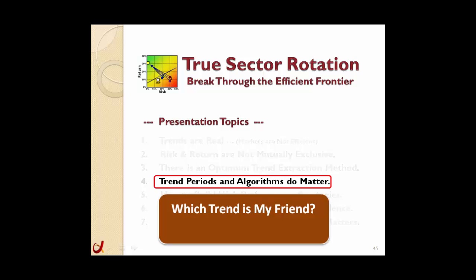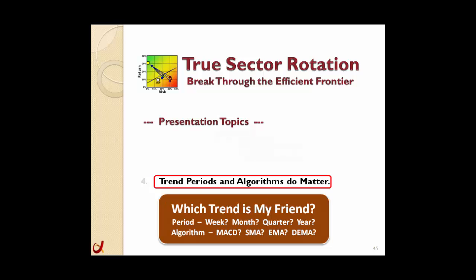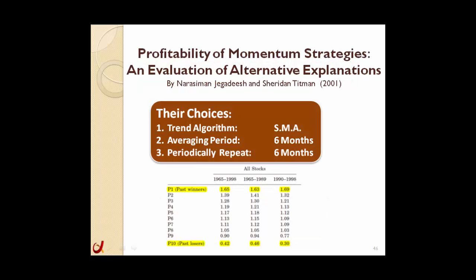But which trend is my friend? There are lots of time periods, and there are lots of algorithms. Let's revisit the Jagadesh and Tietman academic paper and ask, which trend is my friend? Their choices were, for trend algorithm, the simple moving average. For averaging period, 6 months. For repeat interval, 6 months. That sounds pretty constrained to me.